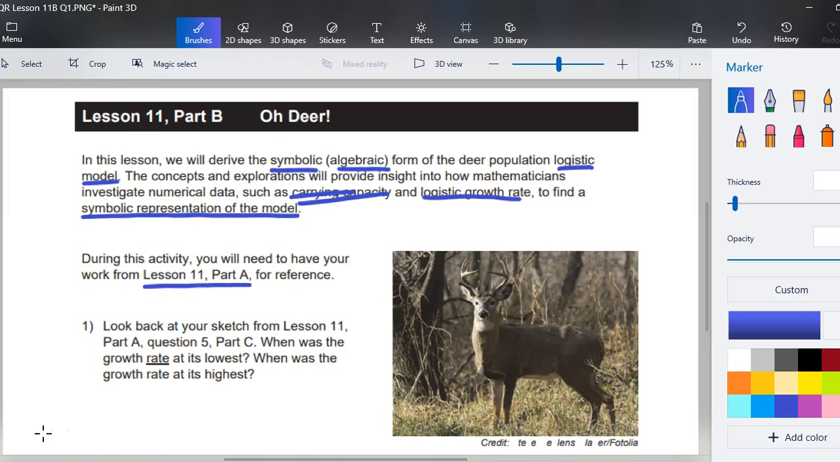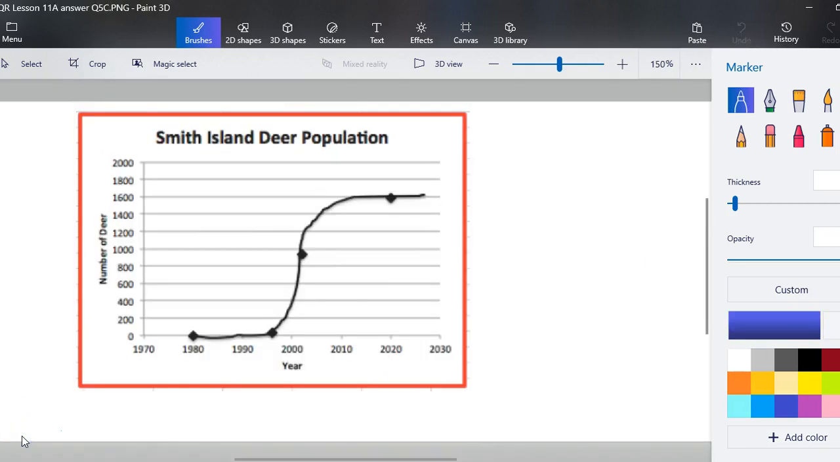So starting with question 1. Again, this is a great time to hit pause, go work on these by yourself, and then come back and let's work on them together. Look back at your sketch from lesson 11 part A, question 5 part C. When was the growth rate at its lowest and when was the growth rate at its highest? So looking at this graph, it asks on question 1, when was the growth rate at its lowest?